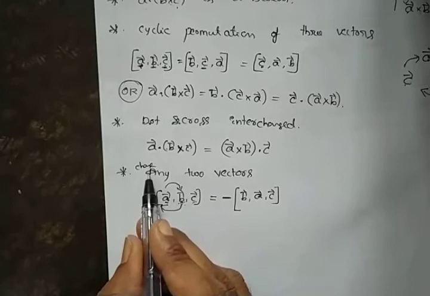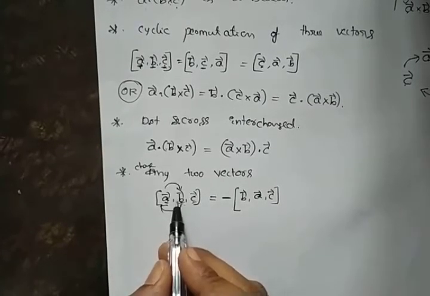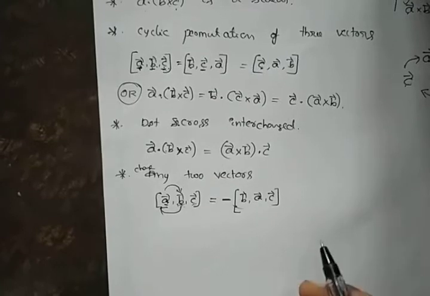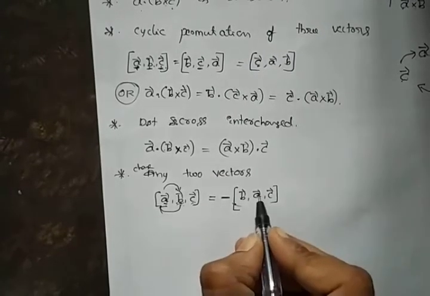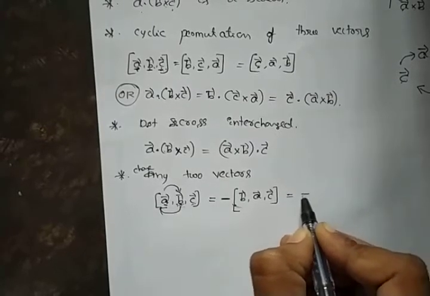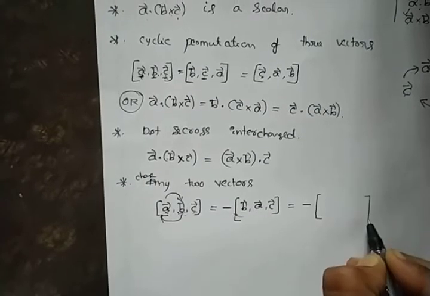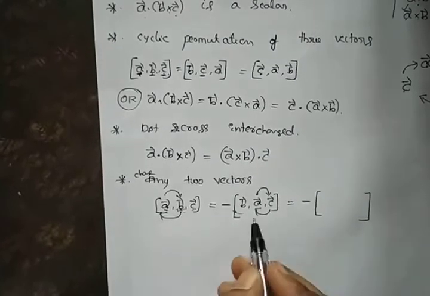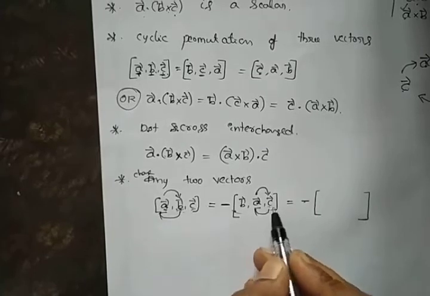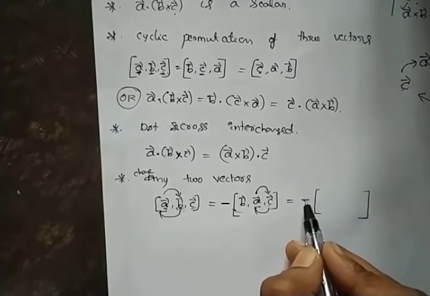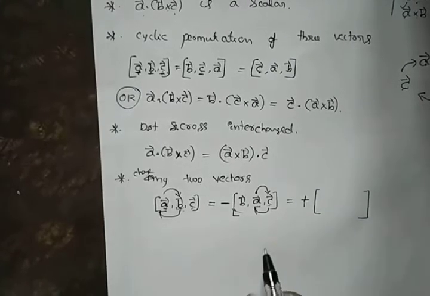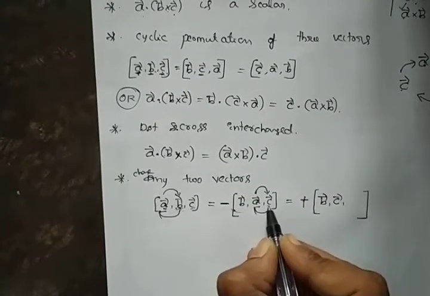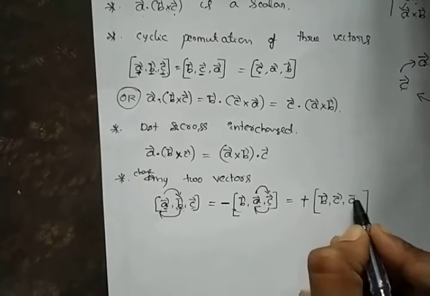Once again, if we change any two vectors in the scalar triple product, then the sign of the scalar triple product changes. You can change any two. Here we already have a negative sign. I'm going to change in place of A, C, and in place of C, A. Then, already we have minus, and I'm interchanging these two vectors, so the sign of the scalar triple product changes. Plus we will get B vector, in place of A, C vector, in place of C, A vector, like this.